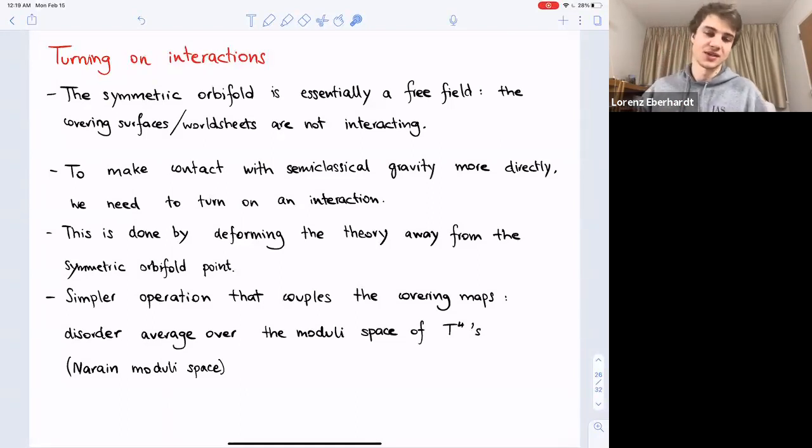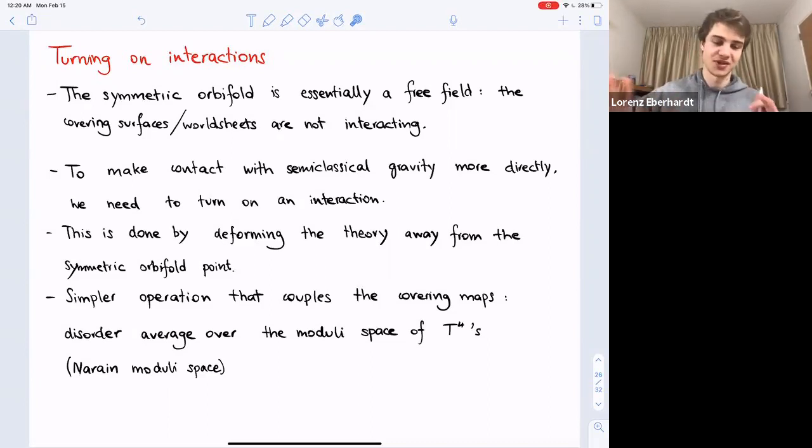And so yeah, this is incredibly complicated, and I have no idea how to do that. So I will consider some version of a toy model of that. A very simple operation that turns on some interaction of these covering maps is to disorder average the boundary CFT. You can disorder average over the moduli space of T4s, which is the Narain moduli space. So this is for me just a toy model to see how, when you go to a more strongly coupled point in moduli space, gravity should emerge more manifestly.